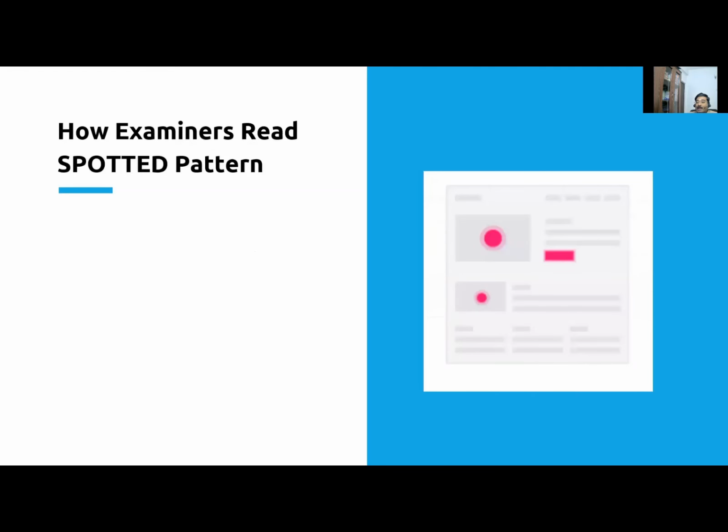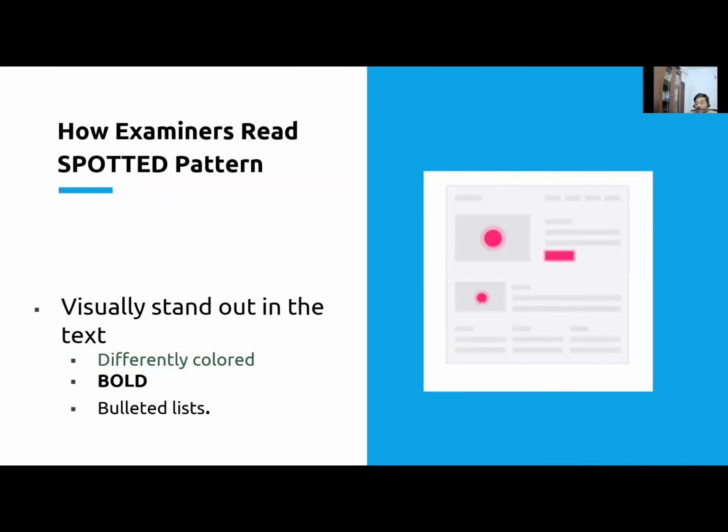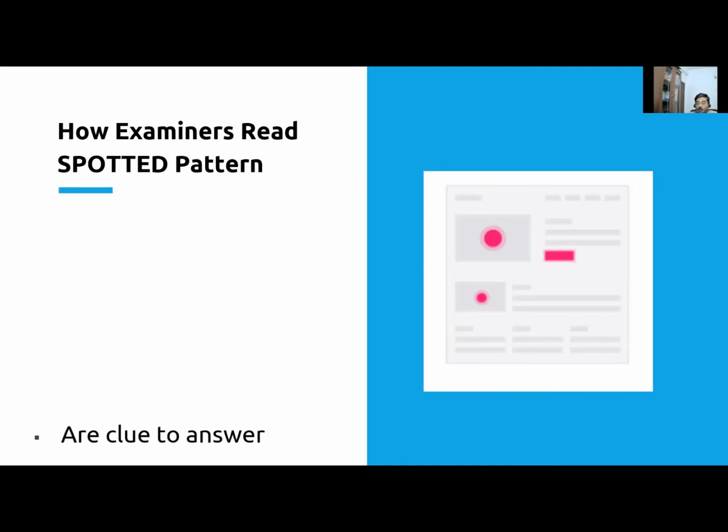Whereas in the spotted pattern, this is where your diagrams and flowcharts will help, because we get fixated on specific words or chunks of words in your answer which have been highlighted by colored pencils, what we call spot highlighting. The visuals you use make things stand out in the text, using different colors, bold, capital letters, bulleted lists, etc. Together they give clues to the answer as well as reflect your mastery over the subject.